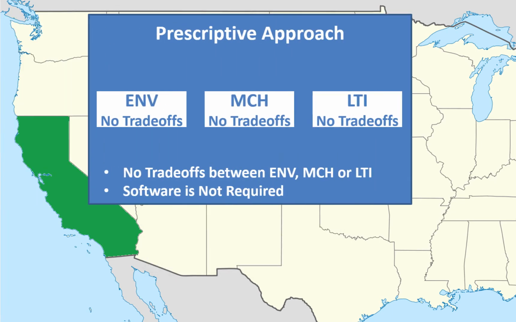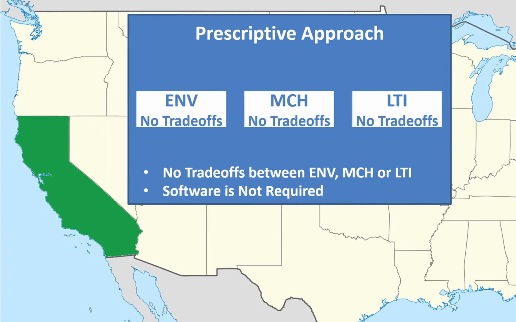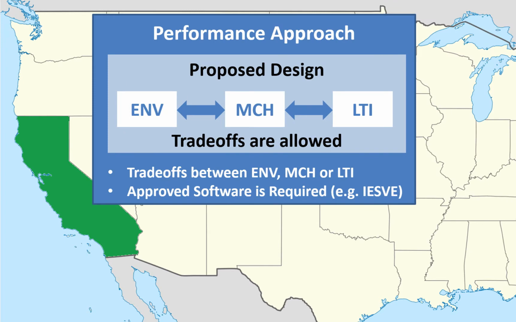First, the prescriptive approach, which does not require software and does not allow any trade-offs between the building envelope, mechanical HVAC system, or interior lighting system. The second approach, or the performance approach, which examines the proposed design and compares it to a standard design. However, this performance approach does allow for trade-offs between building envelope, mechanical systems, and interior lighting systems.